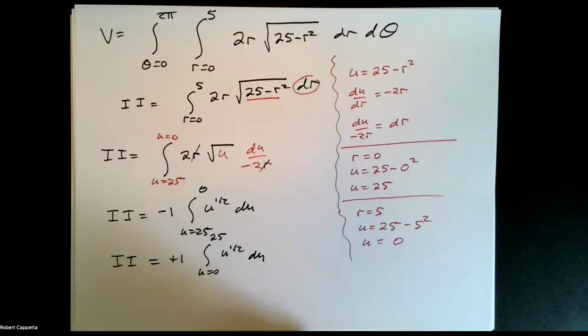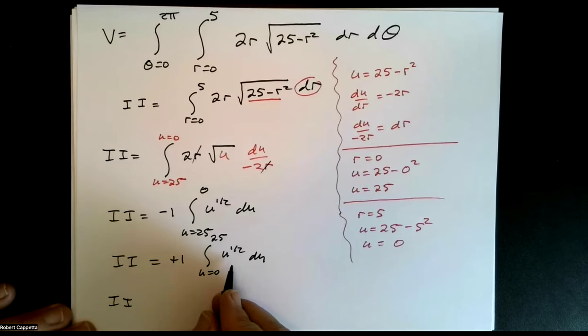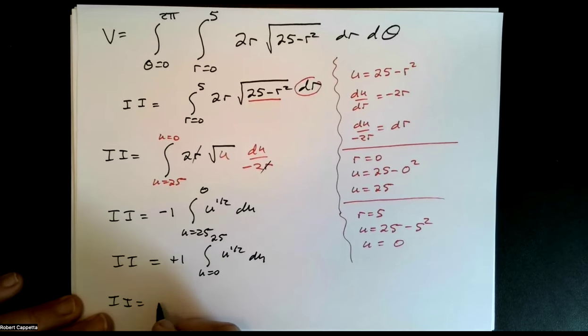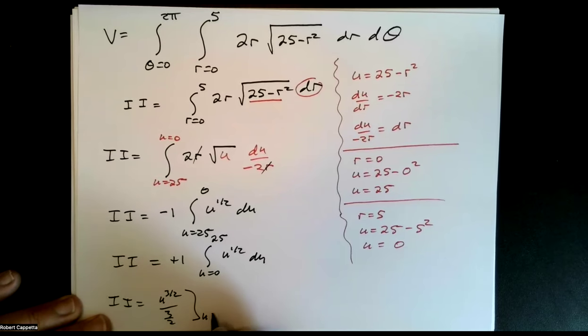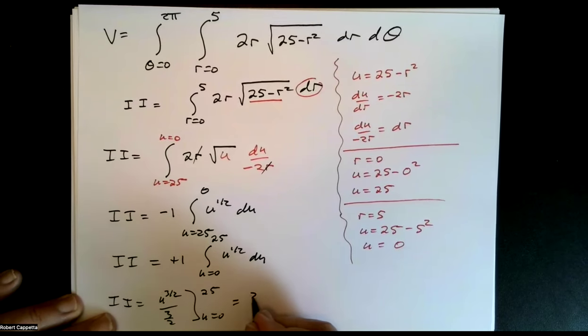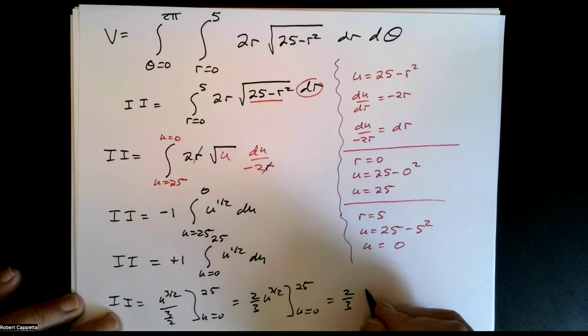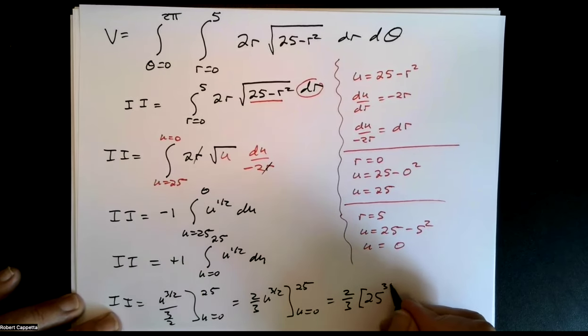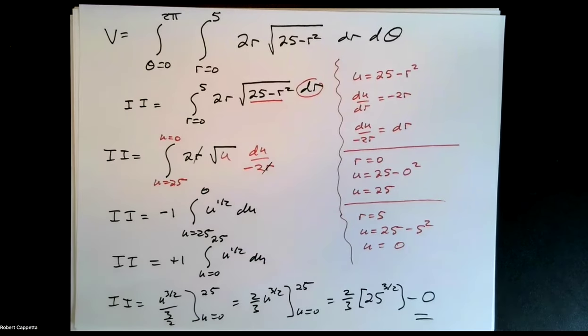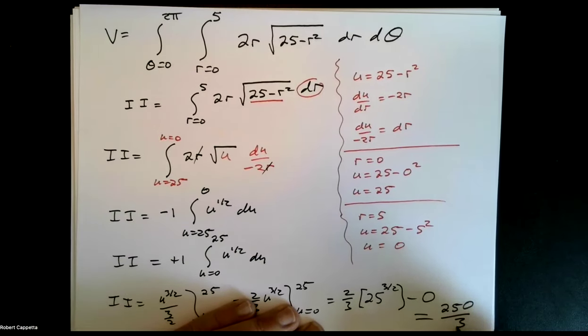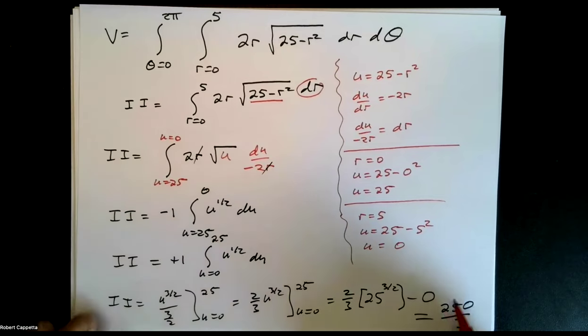And what will that be for my inner integral? The antiderivative of u to the 1/2 is u to the 3/2 over 3/2, as u goes from 0 to 25, which is 2/3 u to the 3/2, as u goes from 0 to 25, which is 2/3 times 25 to the 3/2 minus 0. And what does that become? It's 250 over 3. So that is my inner integral.